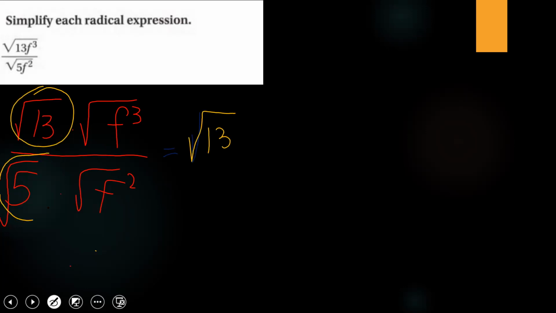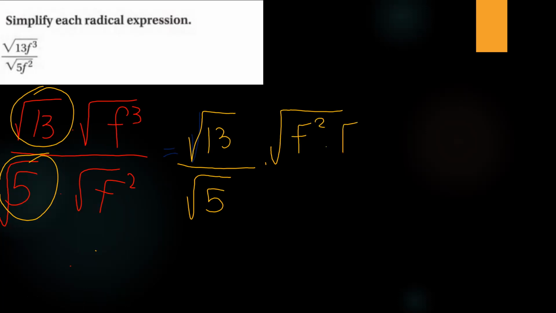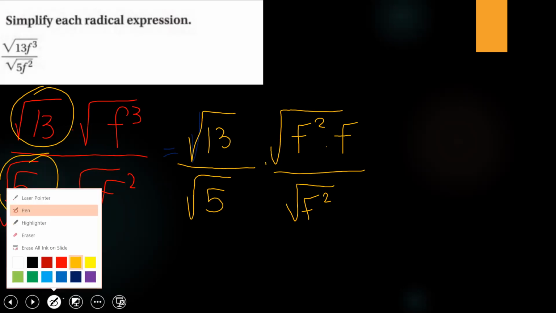Look now at the 5 here. It is also a prime number, so keep it as 5. Then here we have f cubed, so it is f squared times f. And down here, what did we have? We have only f squared. Then this is the square root of f squared times f.